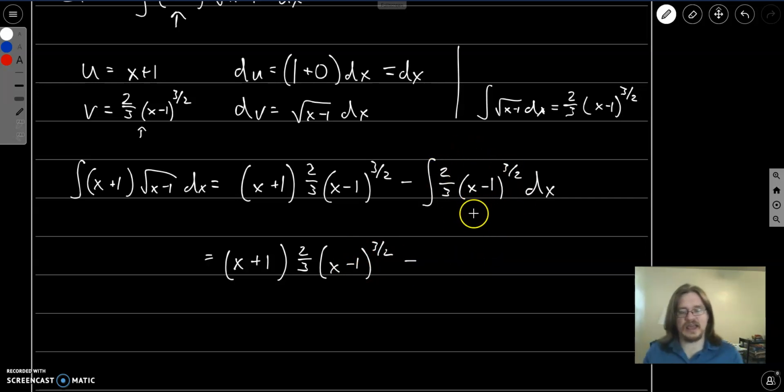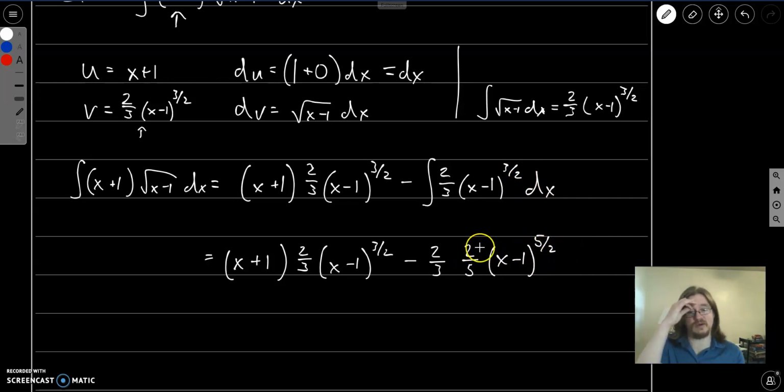minus this guy. First of all, we have a constant times the function on the inside, so we'll just pull that out. Now I want to take the antiderivative of x minus 1 to the 3/2 power. This is going to be x minus 1 to the 5/2 power, because we raise it to the one higher power, and then we divide by that new power.